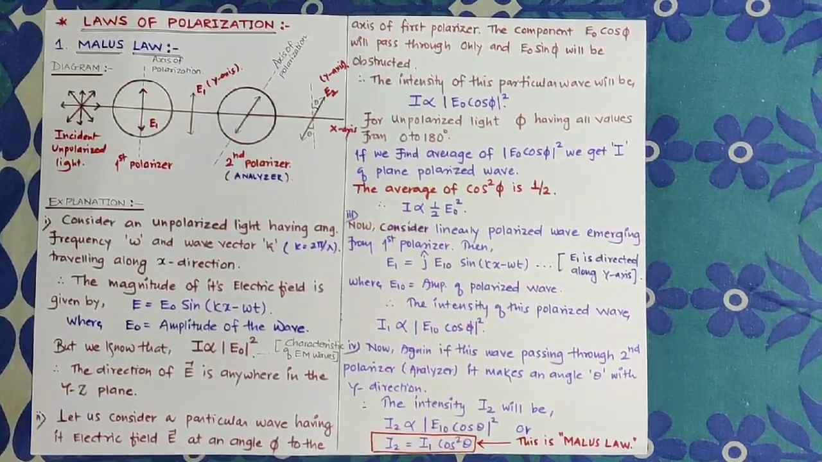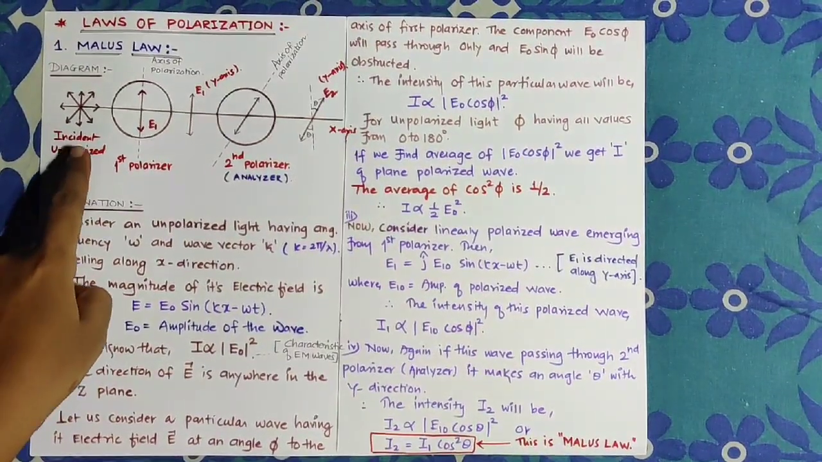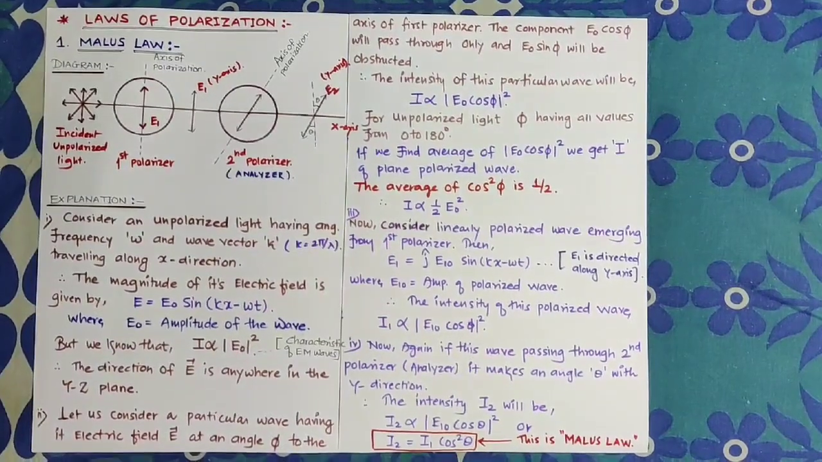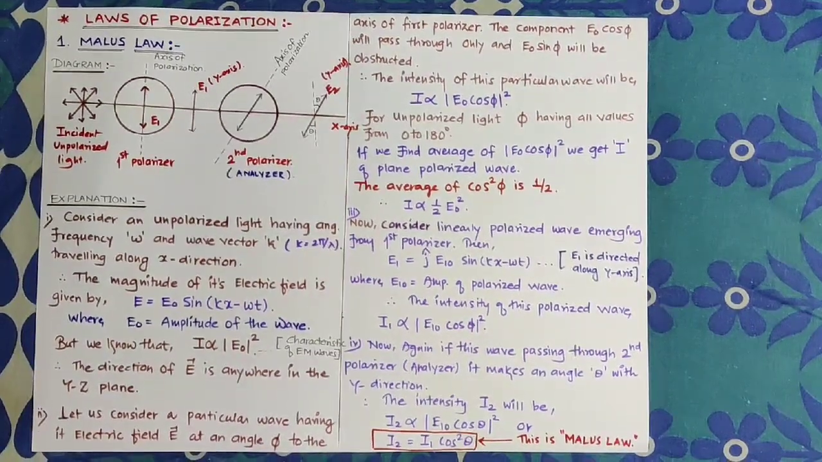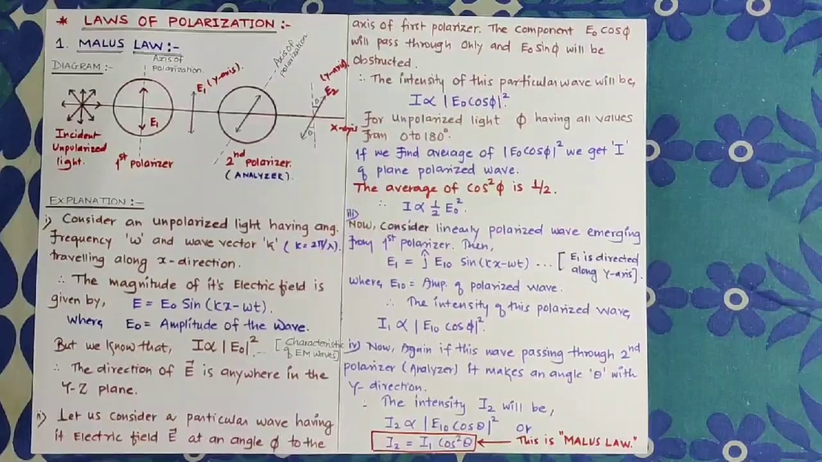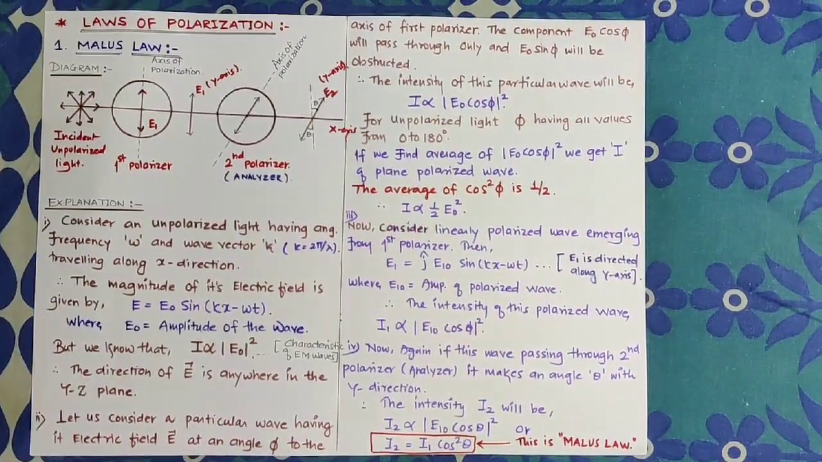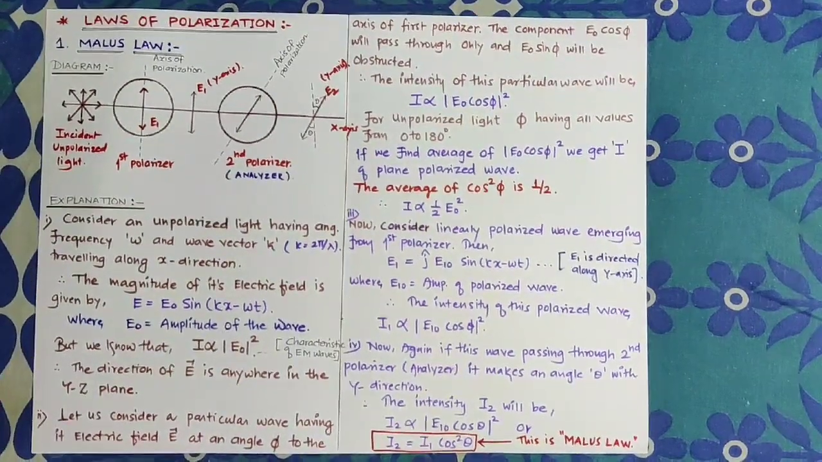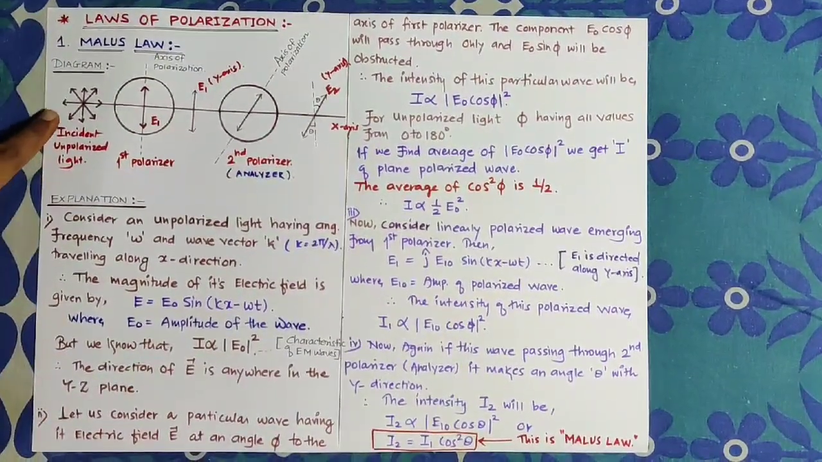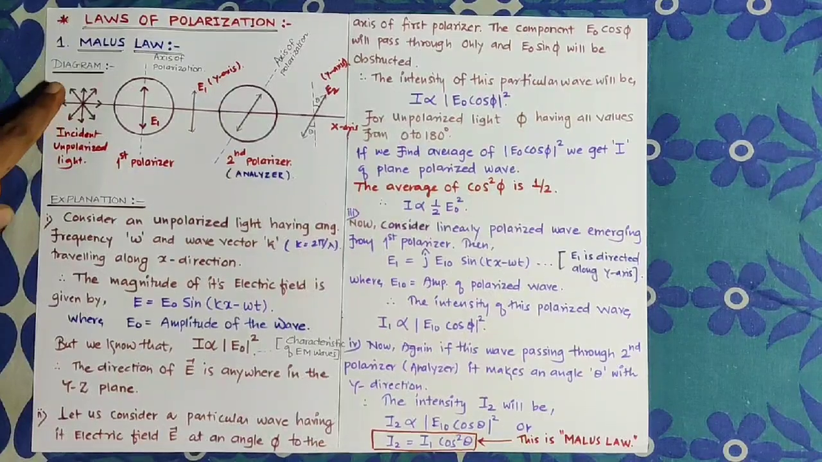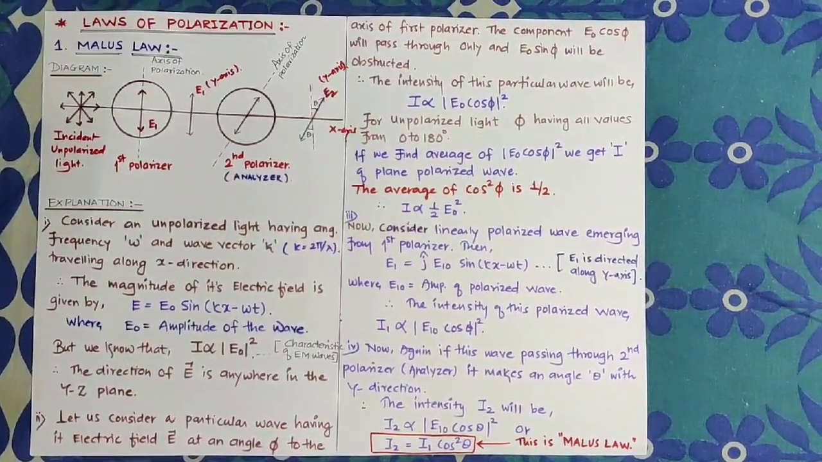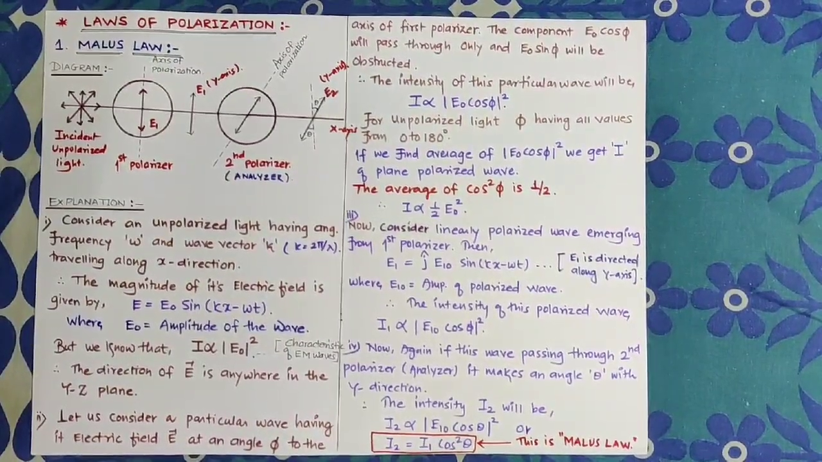We already discussed this diagram in the case of plane of vibration and plane of polarization. So we are using the same diagram to explain the law, that is Malus law. Look here, all these directed arrows represent incident unpolarized light. We already know what unpolarized light is.